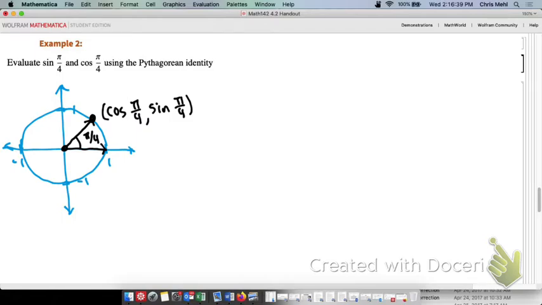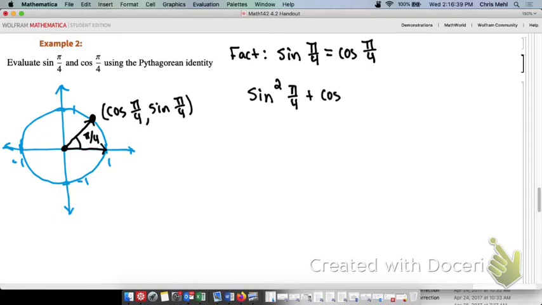Since the angle splits the first quadrant directly in the middle, it is a fact, or you can convince yourself, or at least believe it is intuitively true, that the x and y coordinates of that point on the unit circle are the same. So it is true that sine of pi over 4 is the same as cosine of pi over 4. Now I'm going to start with the Pythagorean identity, and we're going to plug pi over 4 in for the angle. So we know sine squared of pi over 4 plus cosine squared of pi over 4 is equal to positive 1.